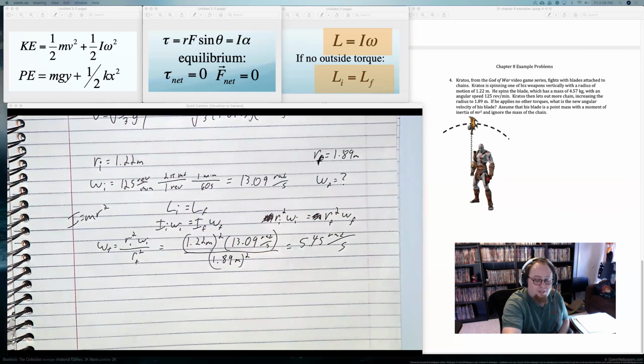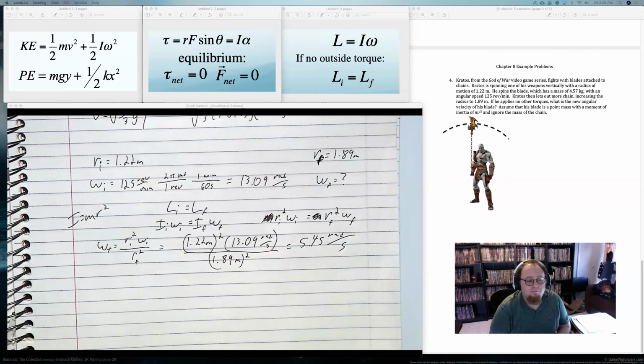It goes slower. It goes slower because it has a bigger radius. It goes slower because it has a bigger moment of inertia, and that angular momentum is conserved. That's the idea. Any questions?